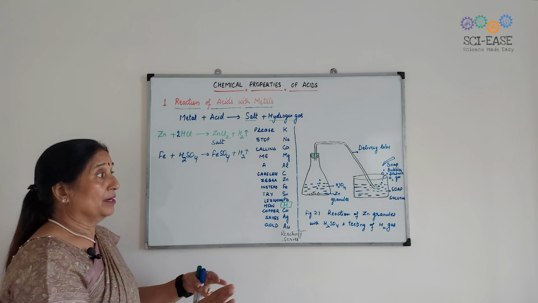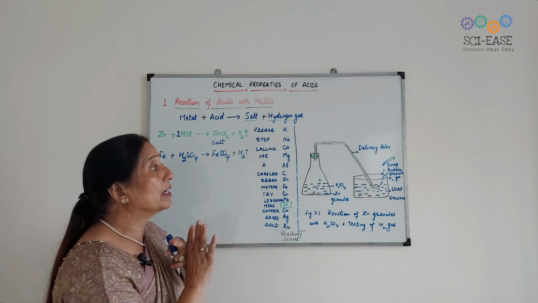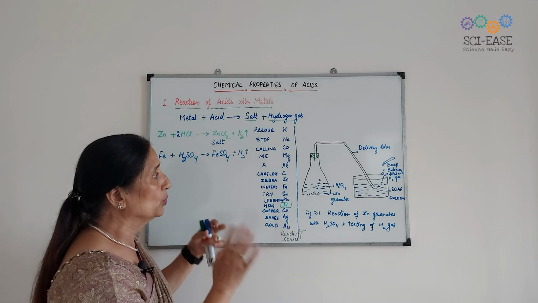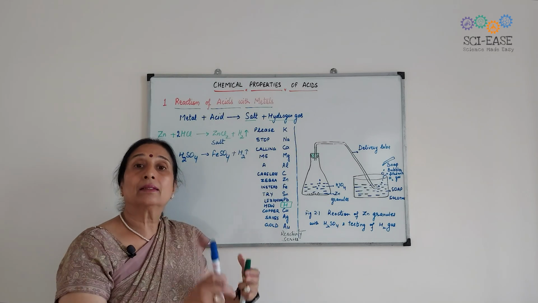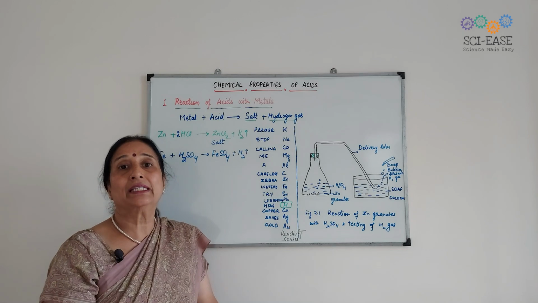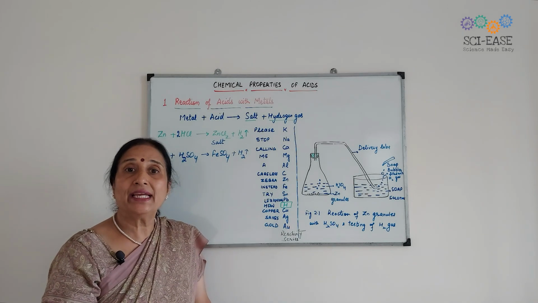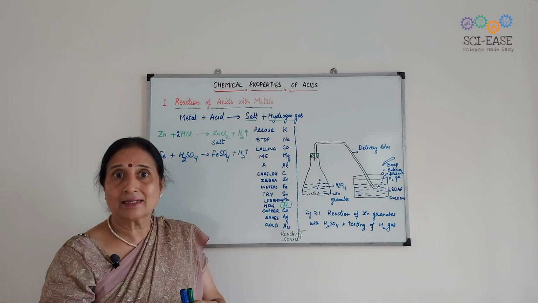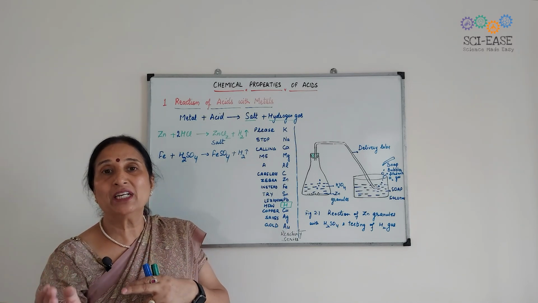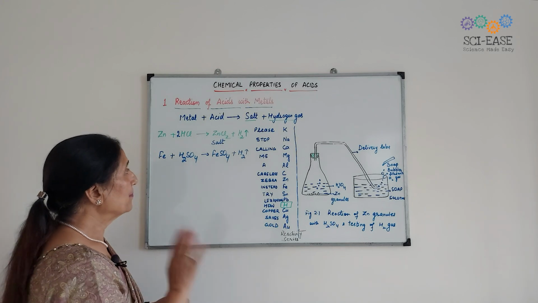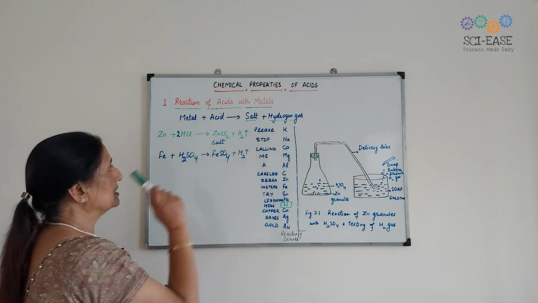So I think the things are very clear to you, that when metals which are more reactive than hydrogen react with an acid, the result is the formation of salt and hydrogen gas. And this is the reactivity series.